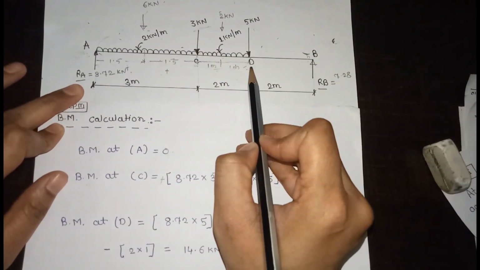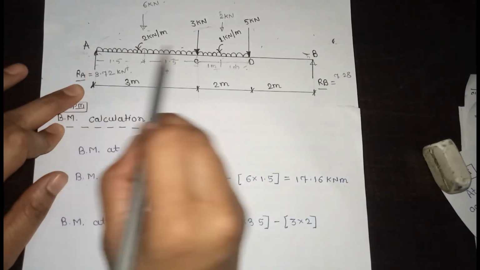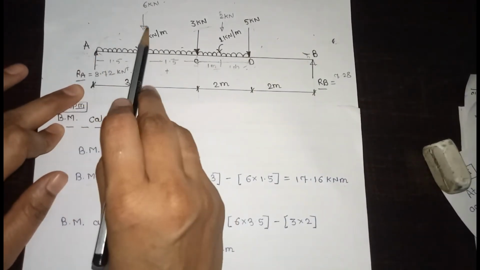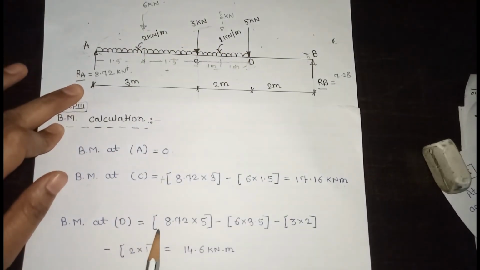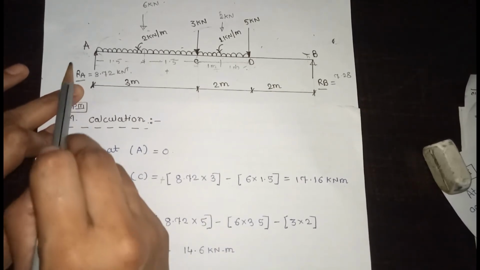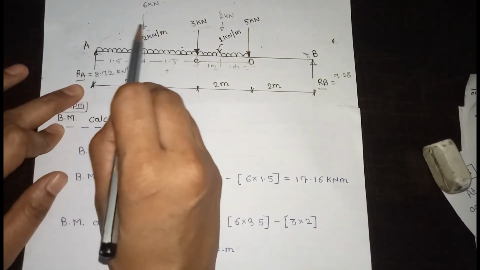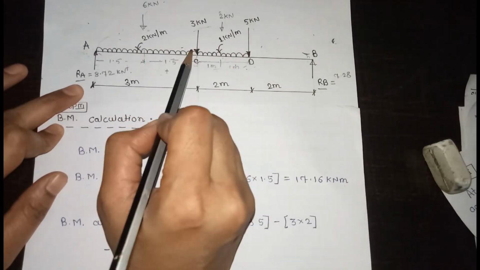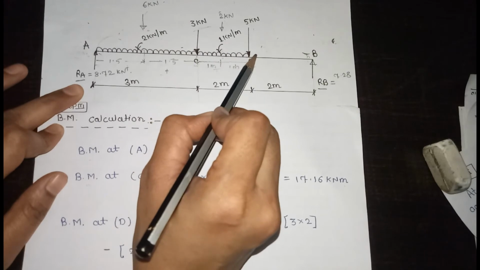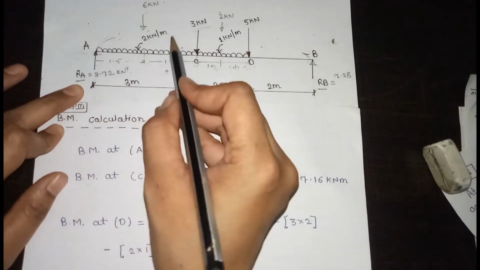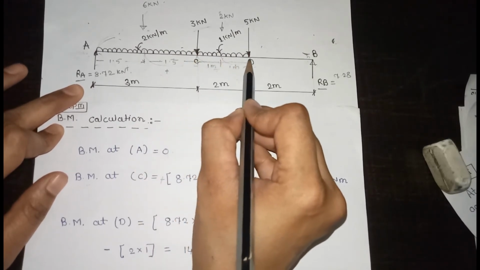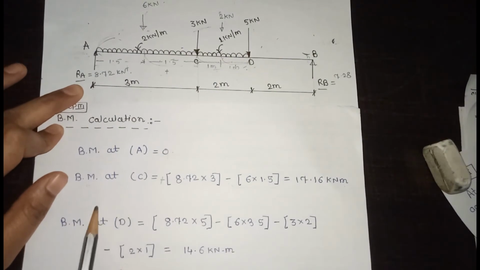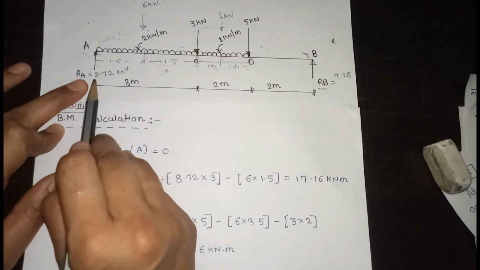Then bending moment at point D. How many forces are in the left section from point D? 1, 2, 3, 4. 4 forces are there. So first of all 4 forces, 4 brackets. Then decide the rotations. First is clockwise, second anti-clockwise, third anti-clockwise, and last anti-clockwise. Clockwise moment is taken as positive, anti-clockwise moment is taken as negative. So what is the value of first force? 8.72.